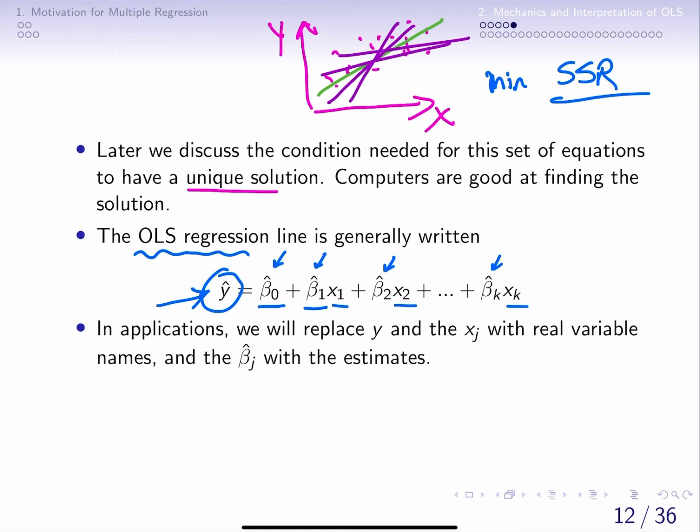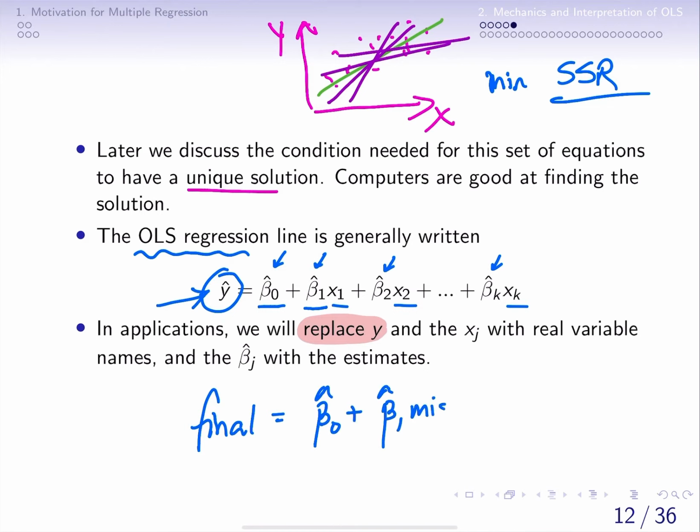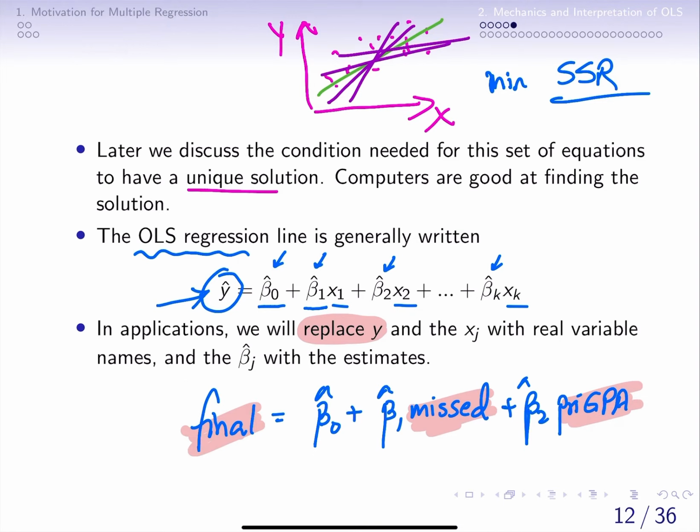Okay, so typically you would find in the book and even in my lectures that we will replace y by what the dependent variable actually is, right? In the example with the final scores as a function of missed lectures, we basically said that final score equals beta naught hat plus beta 1 hat missed lectures plus beta 2 hat prior GPA. So we are going to replace y with final and the x's with what those variables actually are.